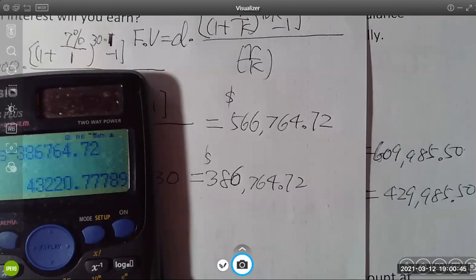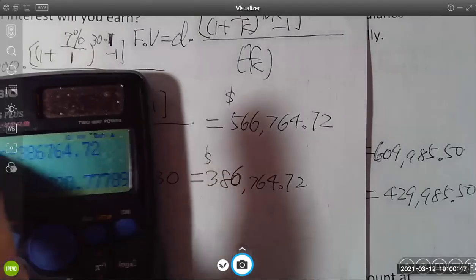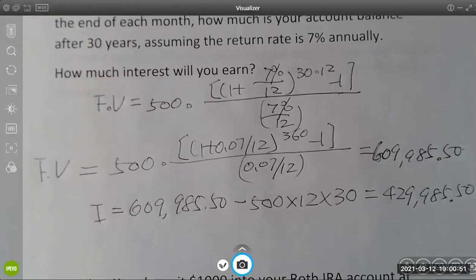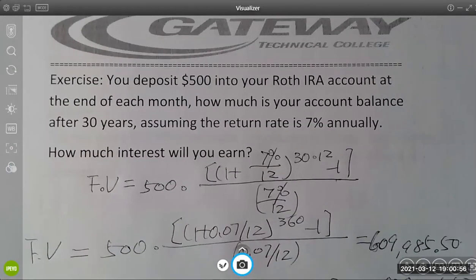Difference of about a little bit more than 43K. We didn't do anything different. You didn't deposit more money into your account. You just deposit every month instead of at the end of the year, but you get 43K more at the end. Why is that? Without numbers, this thing has to make sense. Why do you get more money?